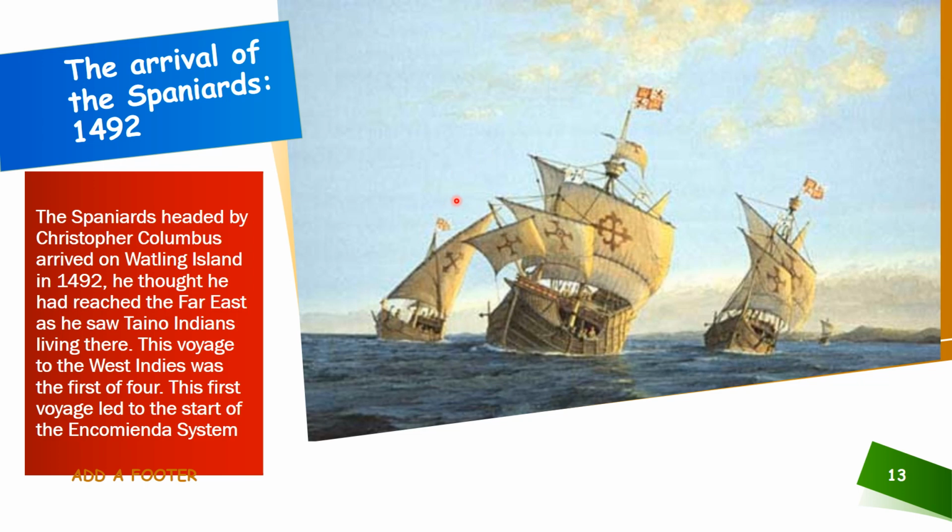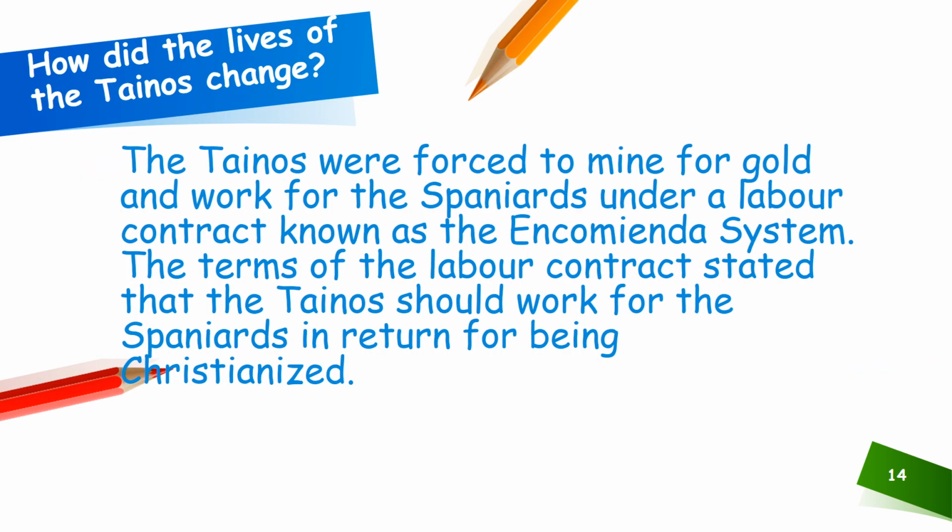By 1492, Christopher Columbus sighted land on Watling Island in the Caribbean, and this was the beginning of a new way of life for the Tainos. Their world would change forever. How did the lives of the Tainos change with the arrival of the Spaniards?